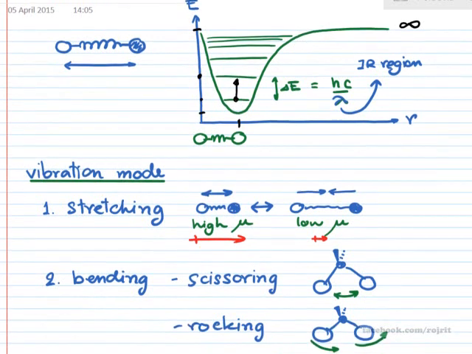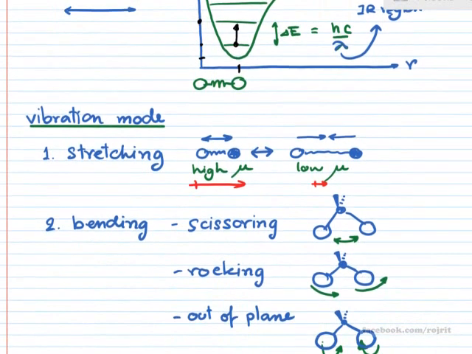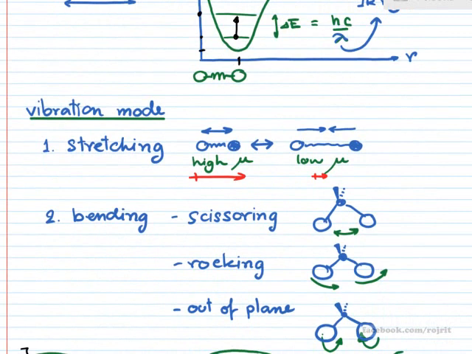And also for bending, there are many modes of bending, like scissoring, which is like a scissor. You close and shut the scissor, things like that, and rocking and out-of-plane bending. All these kinds of things can somehow change the dipole moment of your molecules as well.